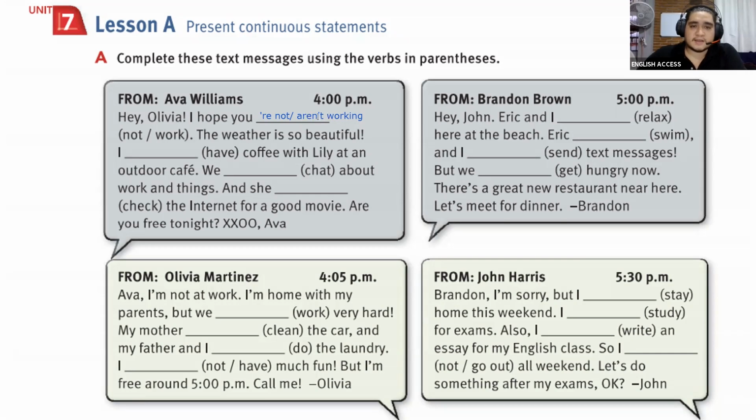You're going to do it just as you do the simple present with negatives, except that instead of using do or does, we're going to use the verb be. Always, we always use the verb be with continuous statements, okay?